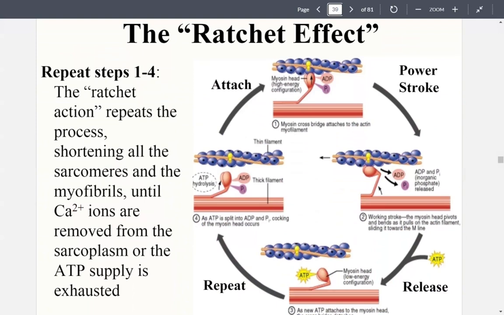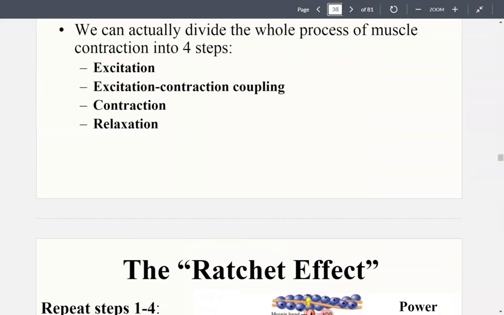There is something that is known as the ratchet effect. This is also referred to as the actual contraction process. Also referred to as cross-bridge cycling, depending on your textbook. And basically what this is, is the action potential, the excitation portion of this.